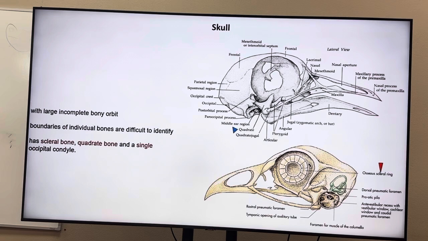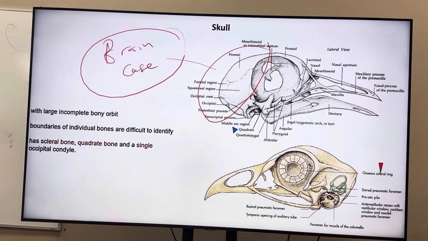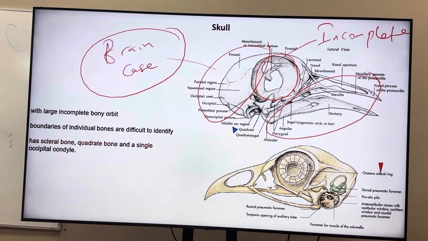The skull of the bird, we are going to look at from three different parts. The first is this separate structure, which we are going to call the brain case. The orbit is of interest to us. It is incomplete. And also the beak is of interest as well.